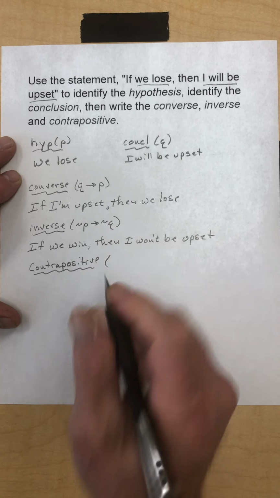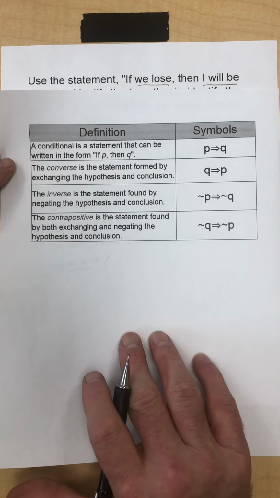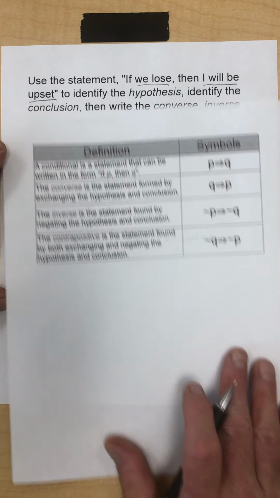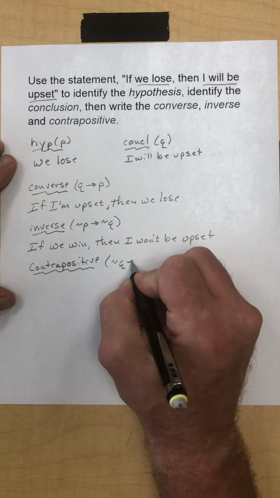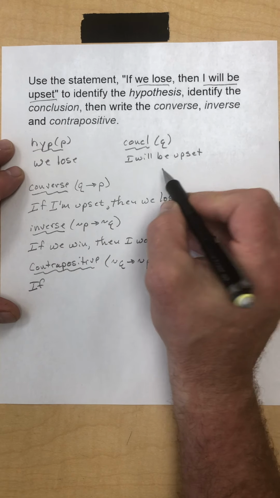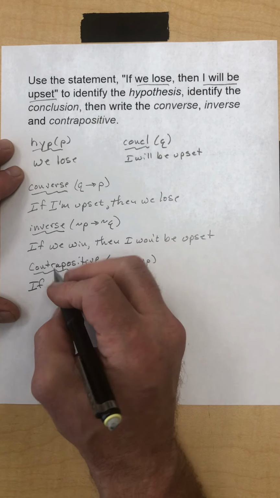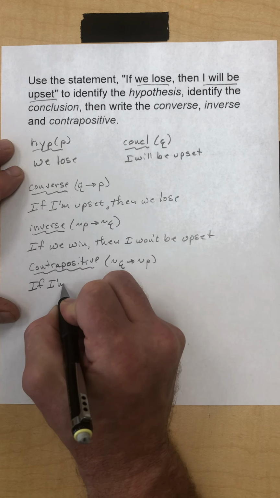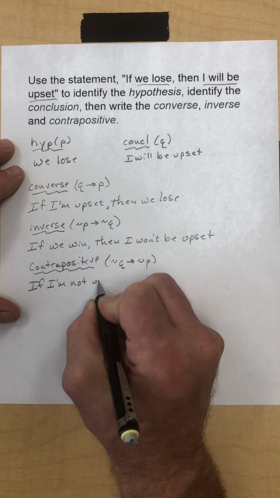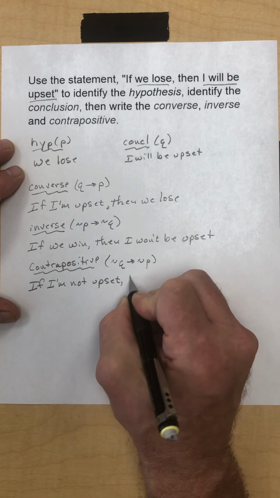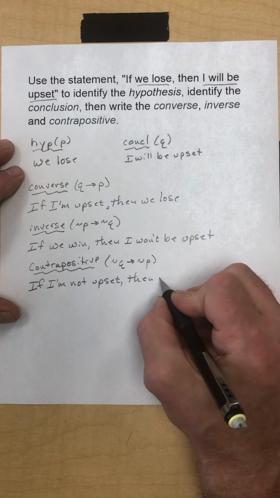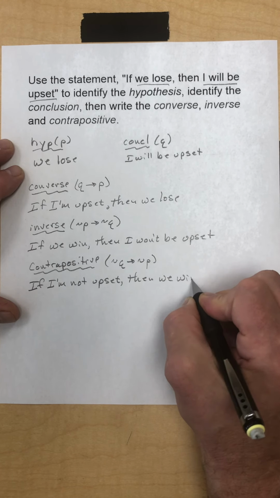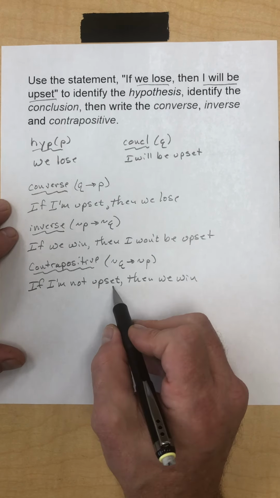Remember, not only do we have to switch the P and Q, but we have to negate them. So it'd be non-Q implies non-P. So we say if, I have to negate this, I won't be upset, if I'm not upset, then I have to negate this, we win. So if I'm not upset, then we win.